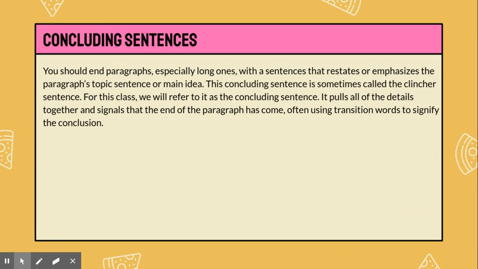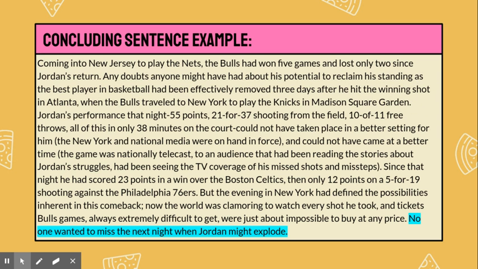And then concluding sentences. You should end paragraphs, especially long ones, with a sentence that restates or emphasizes the paragraph's topic sentence or main idea. This concluding sentence is sometimes called the clincher sentence. For this class, we will refer to it as the concluding sentence. It pulls all of the details together and signals that the end of the paragraph has come, often using transition words to signify the conclusion. Here's an example of a paragraph using a concluding sentence.